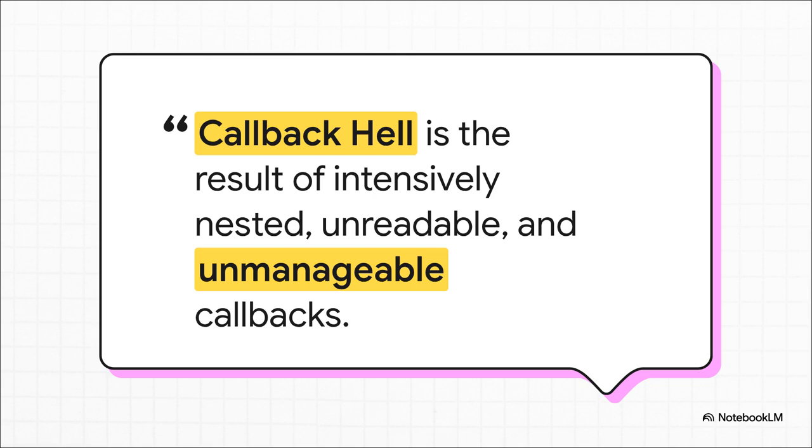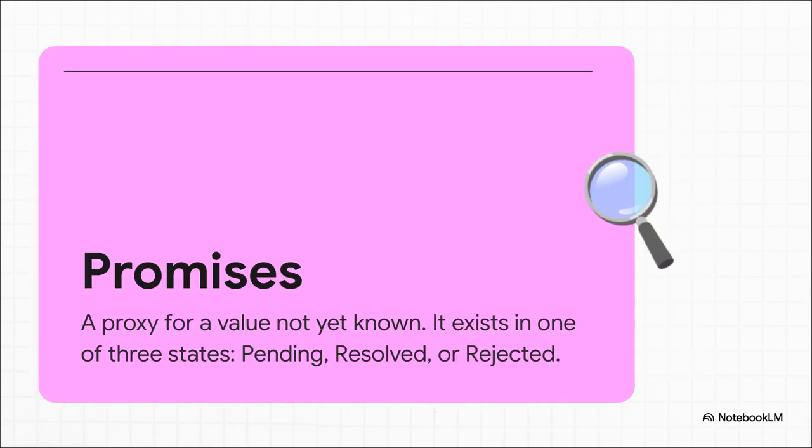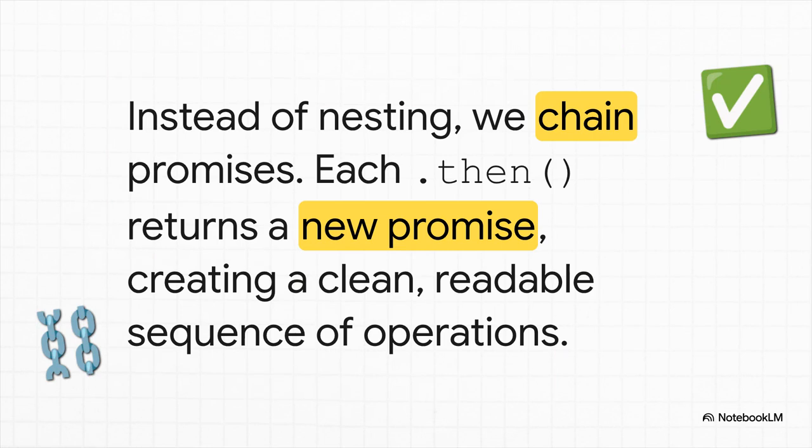Your code just keeps nesting further and further to the right, creating this unreadable, unmanageable mess that's an absolute nightmare to debug. The first real answer to this problem was promises. You can think of a promise as an IOU. It's an object that represents a value that you don't have yet, but you will in the future. It starts off as pending, and eventually it will either be resolved with the value you wanted or rejected with an error.